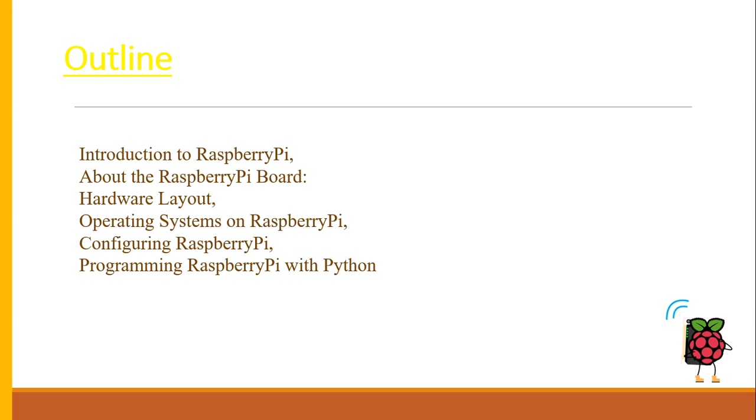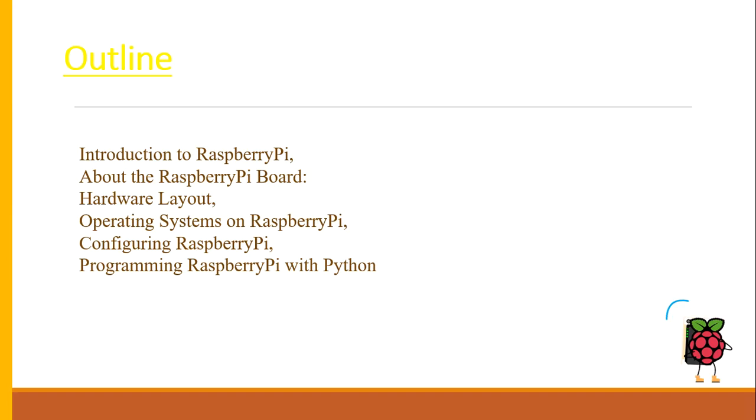This is the outline of the session. It starts with the introduction to the Raspberry Pi. We are going to learn about the hardware layout, what operating system is going to be used for the Raspberry Pi, then how you can configure the Raspberry Pi to boot the operating system and work with it for different applications. At the end, we're going to see how we can program the Raspberry Pi for certain applications using Python.